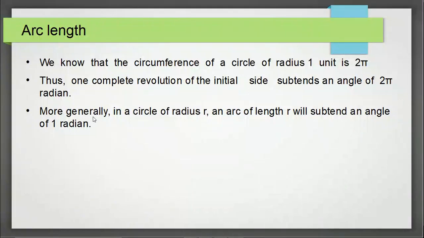More generally, in a circle of radius r, an arc length r will subtend an angle of 1 radian, because the definition of the radian says like that. If the length of arc is equal to radius, the angle subtended is equal to 1 radian.